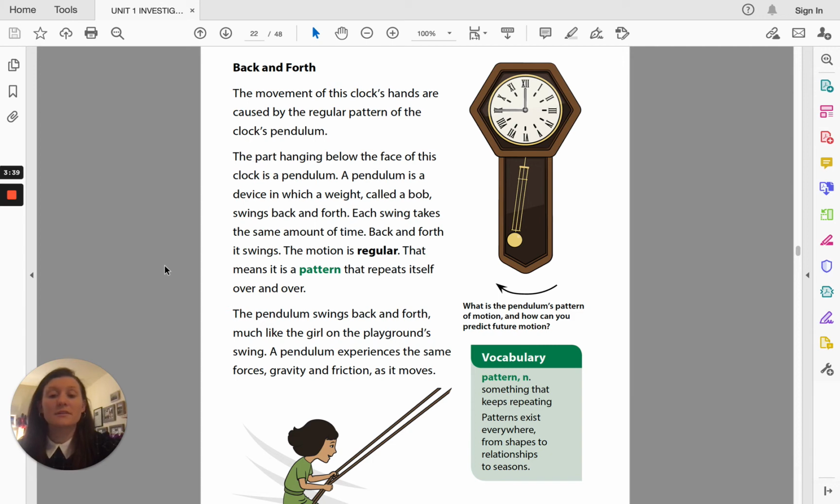Back and forth it swings. The motion is regular. That means it is a pattern that repeats itself over and over. The pendulum swings back and forth much like the girl on the playground swing. A pendulum experiences the same forces, gravity and friction, as it moves.